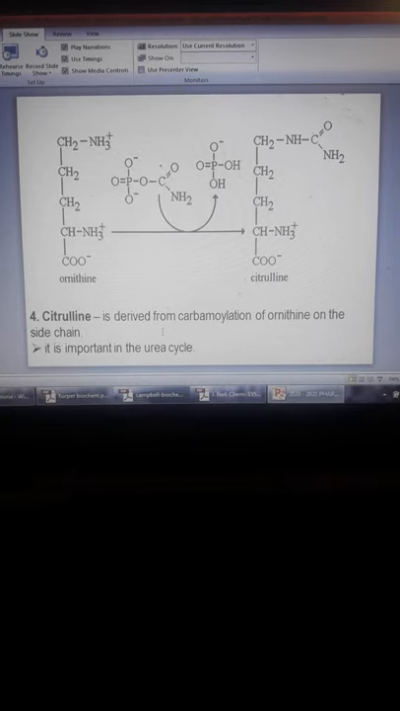So citrulline is derived from carbamylation of ornithine on the side chain. It is also important in the urea cycle. When we say carbamoyl, it is the addition of the carbamoyl group. Usually this is the carbamide. Okay. So ornithine is converted to citrulline by the process of carbamylation, or addition of your carbamide or carboxamide. I mean, this is carboxamide.